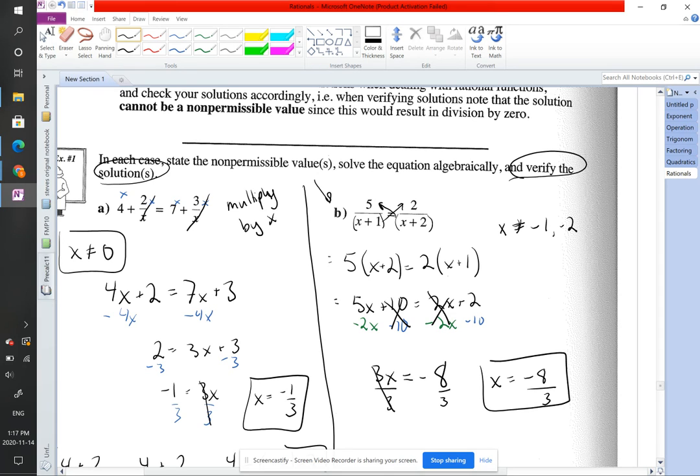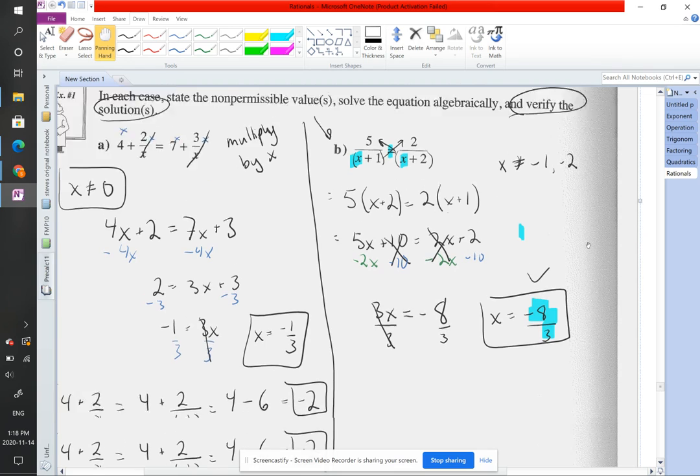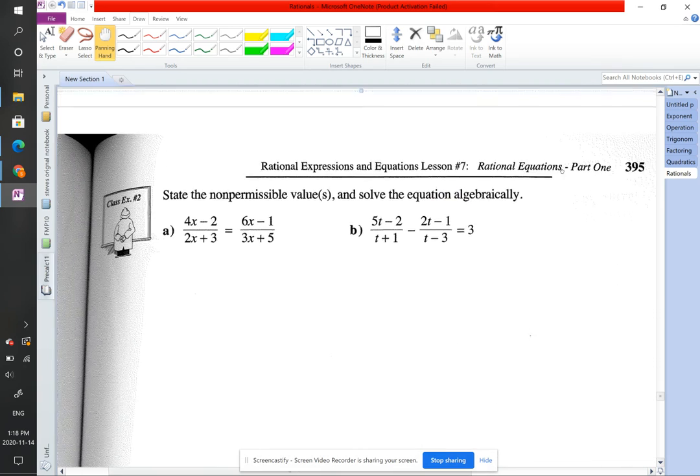It's not a non-permissible value, so that's a good solution. We could verify the solution if we plugged this value in to both this side and that side and checked that they were equal. I'm not going to go through that, just in the spirit of getting through this video quickly. Okay, let's go on to another one.